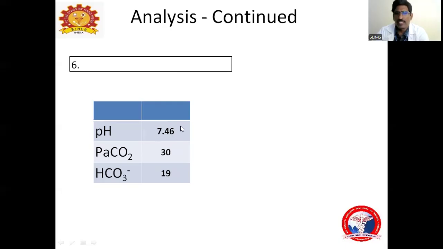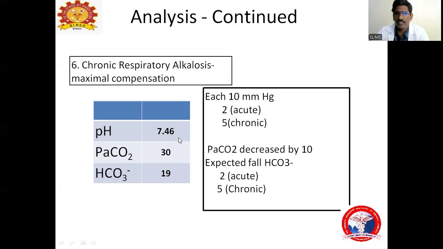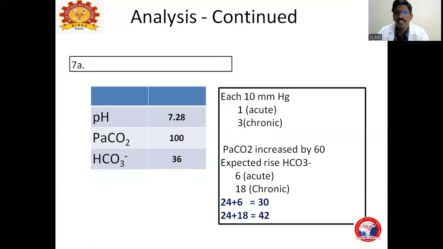Now look at here, this is alkalotic end. PaCO2 is 30. It is respiratory alkalosis. But when you have to apply the 1, 2, 3, 5 rule, there is a difference of 10. Now if it is 2 per 10, it is acute, 5 per 10 is chronic. So PaCO2 is decreased by 10. So expected fall is 2 in acute and 5 in chronic. So from 24, it has come to 19. So this is chronic respiratory alkalosis.